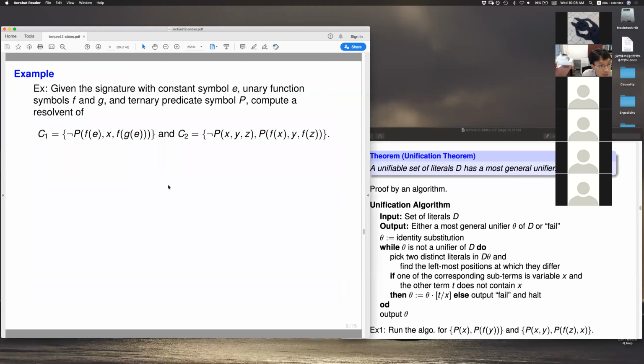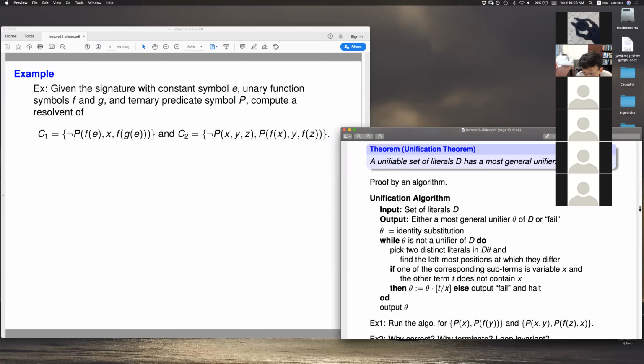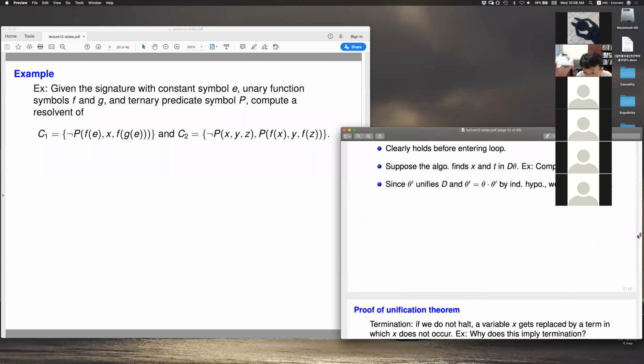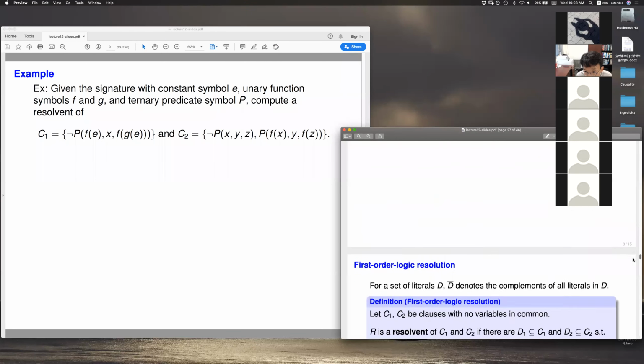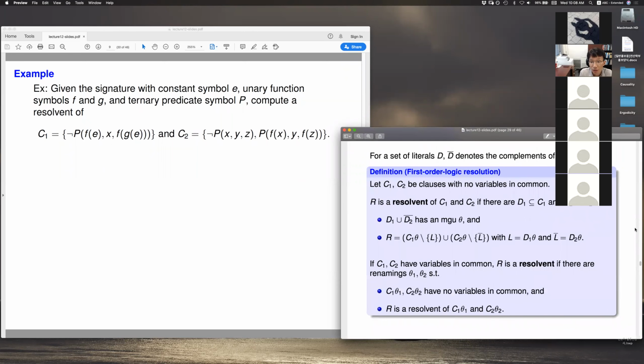So here are some examples. We have about 7 minutes, so solve this example. I will show you the idea of resolution here. Okay, so compute a resolvent in this case. I will give you 2 minutes to do so.